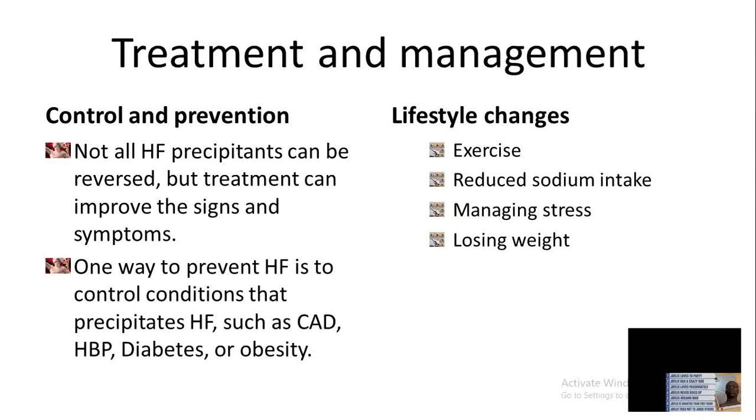How about managing stress? As you know, what happens with stress? When somebody is stressed, there is a part of the brain that triggers the production of the hormone cortisol. This cortisol hormone increases blood pressure as it acts in conjunction with the adrenal medulla, the adrenal glands.